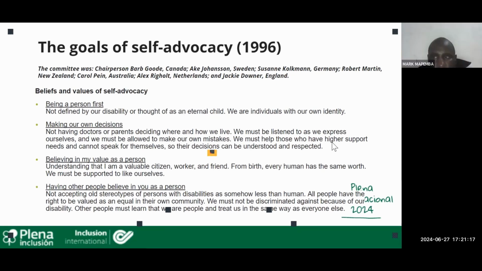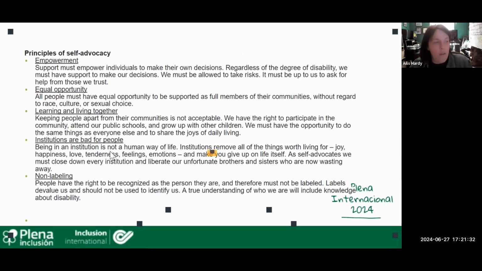This was written as a reminder by the first Inclusion International Self-Advocacy Committee. All of the beliefs, goals and principles are basically the same now as they were back then. So this is a document that's almost 30 years old, but is still relevant and useful. So we don't need to read it all out. Let's explain that this is part of the history that we have on the self-advocacy movement.